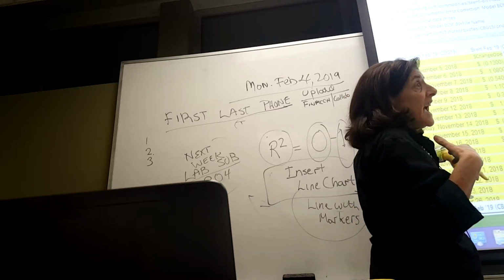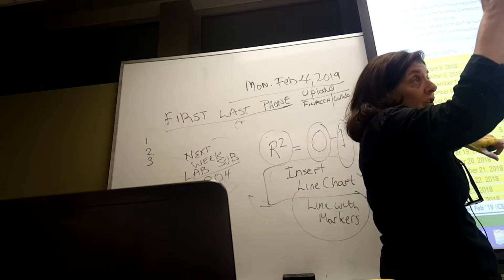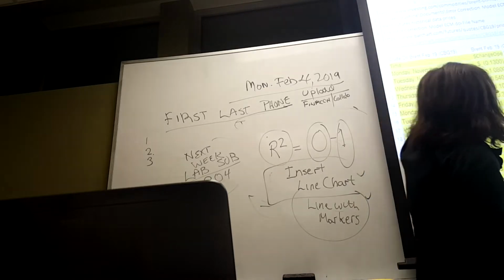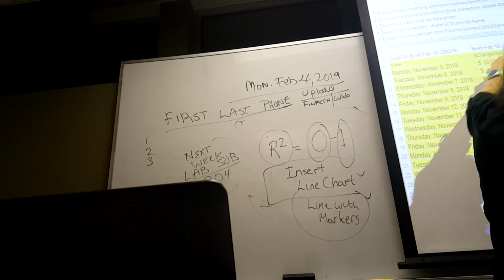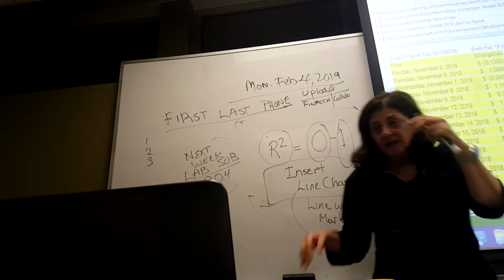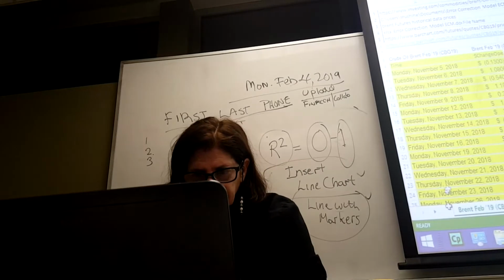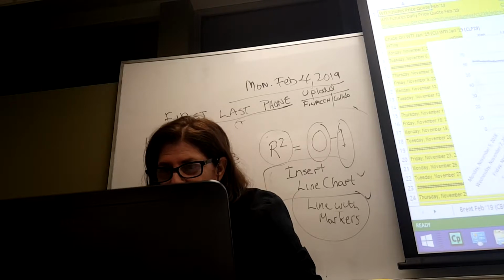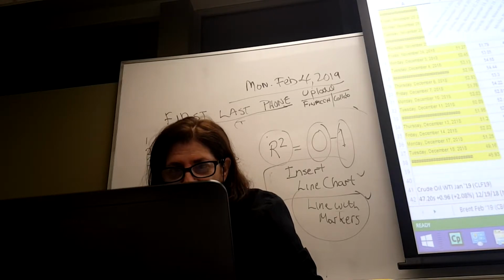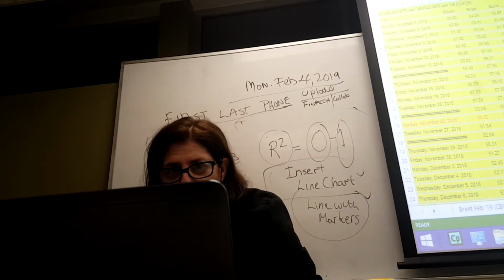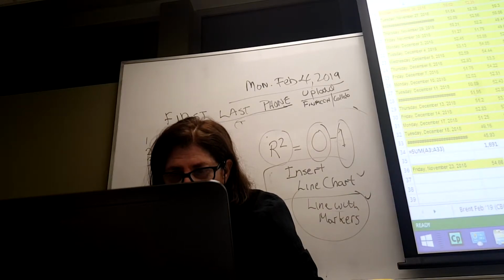Do you know how to download the data from Yahoo? You download the data from Yahoo and bring it into a spreadsheet. This is more complicated, you don't have to worry about this part. But basically, the step is what? Insert the line, line with markers. I also show you, if you look here in the spreadsheet, the data that you have in this spreadsheet.